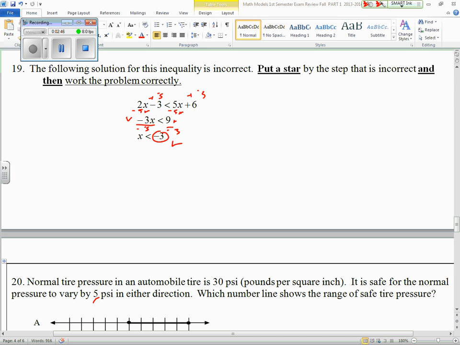The sign, what sign? Oh, the inequality symbol. Okay, the inequality sign needs to change. So since we divided by a negative, we need to reverse the inequality and make it x greater than negative 3. So that's the part that's wrong.